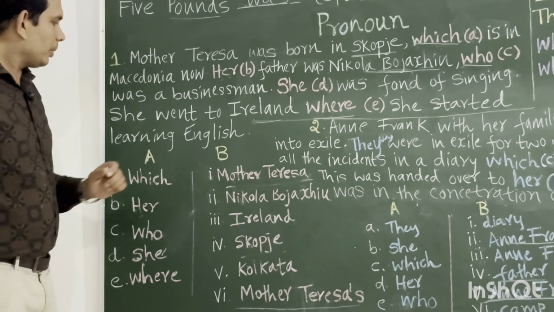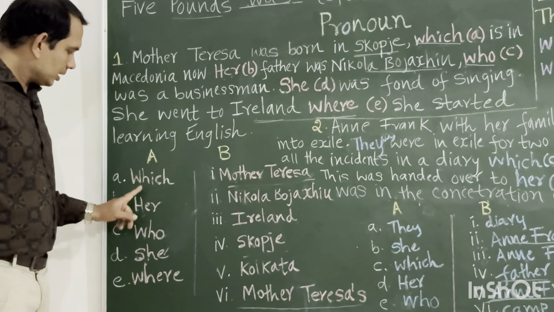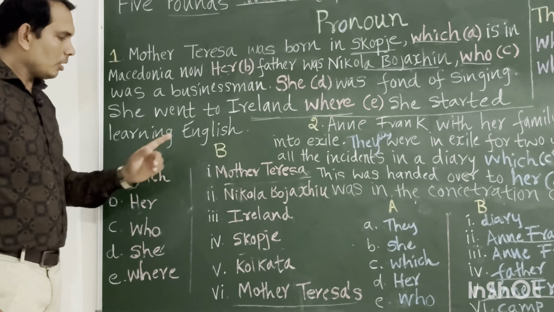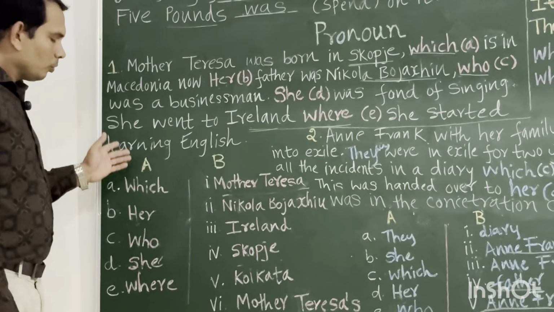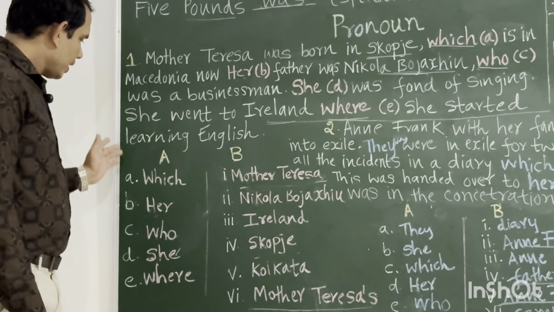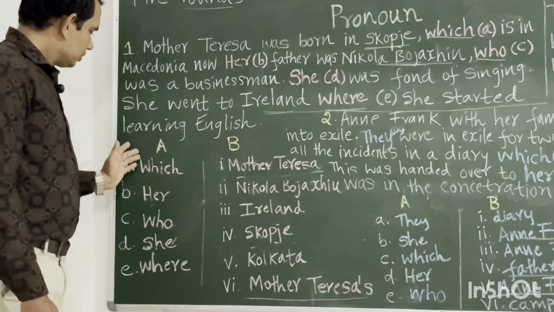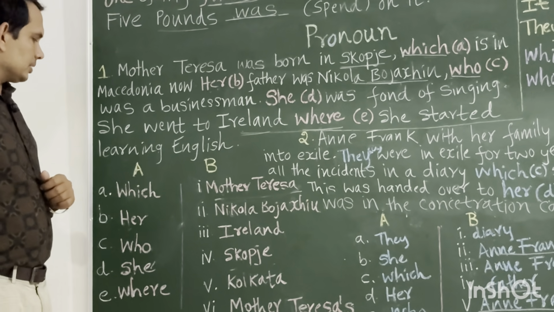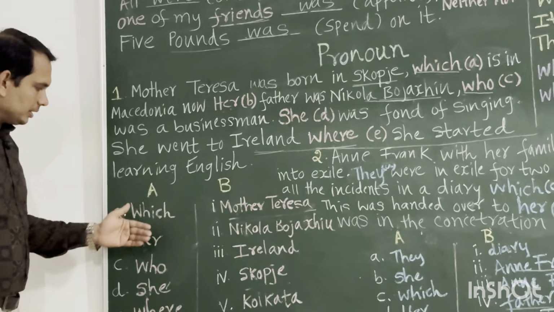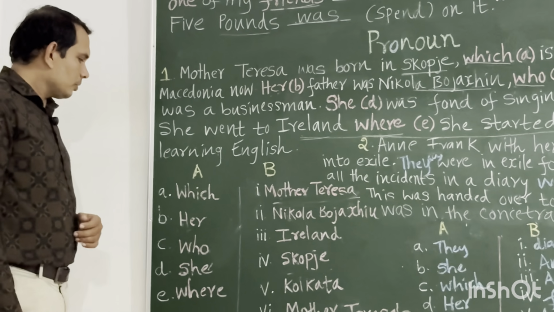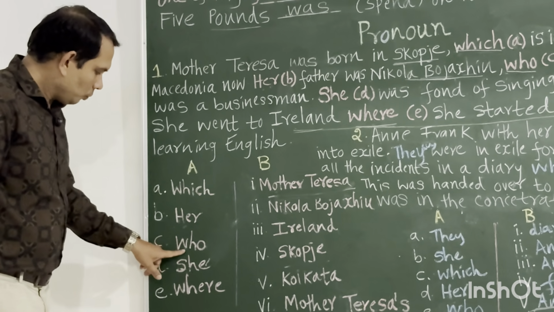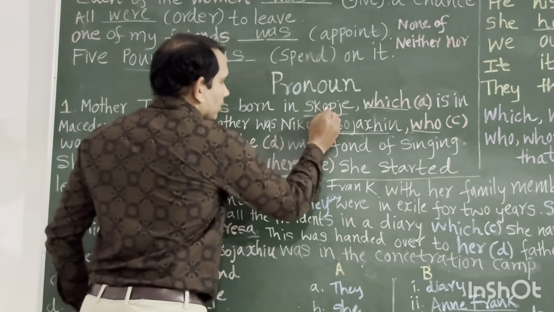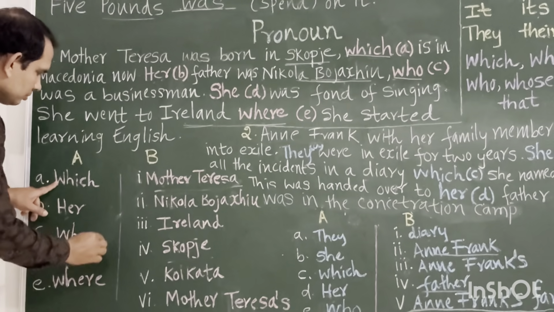There are two parts. Under A, 5 pronouns are given. Under B, nouns or noun phrases are given. What you are required to do is match the pronouns given with their noun phrases. Let's try to find the answer to these pronouns. Which, who, where. It's very easy, as I have explained. Which refers to Skopje.